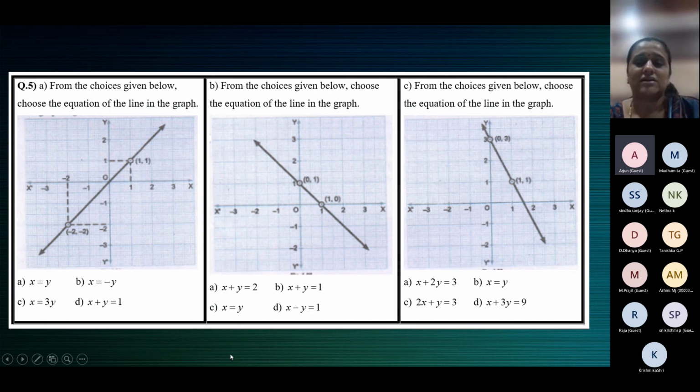All right, children. Take a screenshot. Try the others. Try to answer B and C. We'll see their equations in the next class on Saturday. Please take a screenshot.